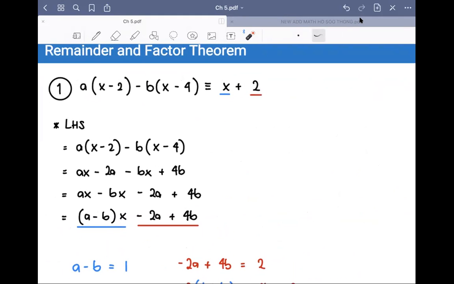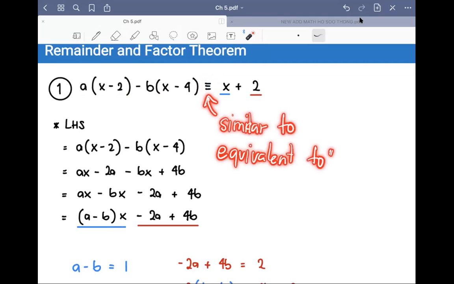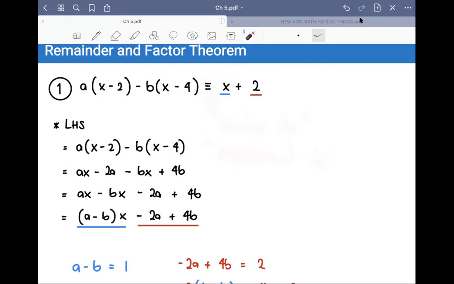All right. So for example, number one, we have a times x minus 2 minus b times x minus 4. By the way, this three-line equal sign here is read as similar to. For some books, they use equivalent to. They're just the same thing. But for me, I'll just use similar to. So this side is similar to x plus 2.